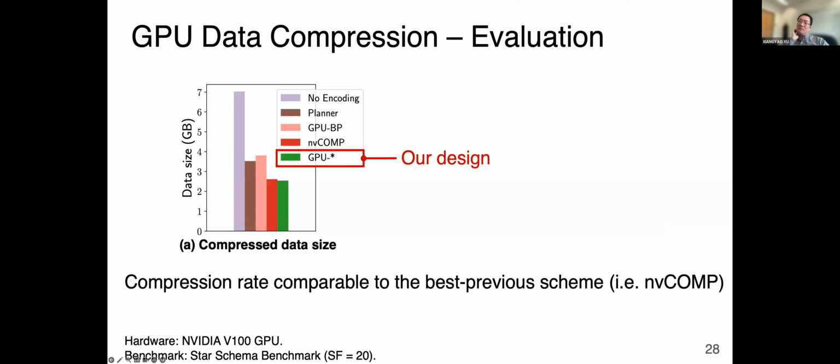So here are some evaluation results. Again, the first baseline is no encoding, no decompression at all. The second and the third are some prior work in GPU decompression, so I'm not going to talk about the details. The fourth one, NVComp, is an NVIDIA library that does the compression and the decompression for GPU data. And finally, the last one is our design. In terms of compression ratio, we are very close to NVComp. It's basically about the same. You can reduce the 7 gigabytes of data down to about 2.5 gigabytes.